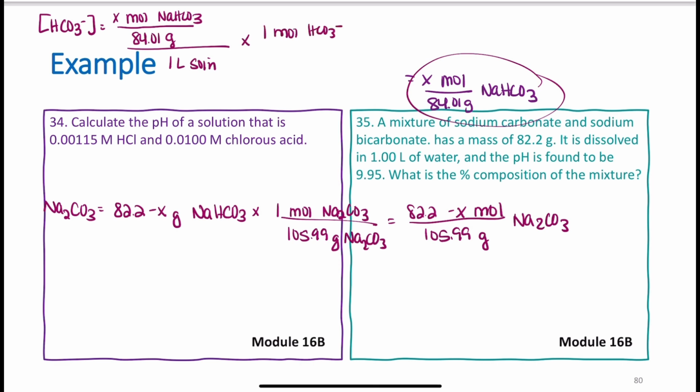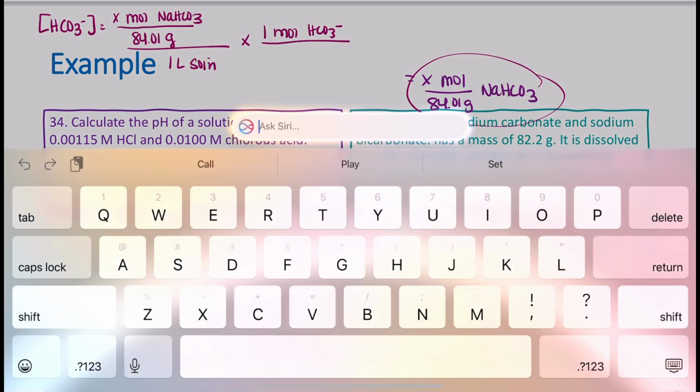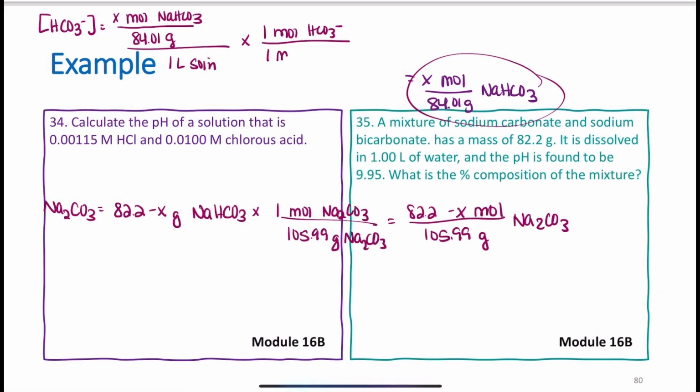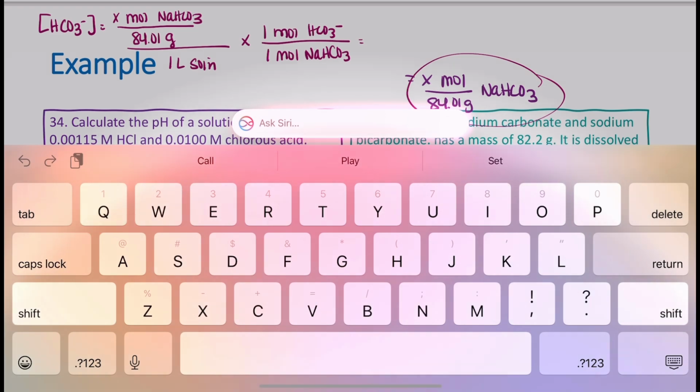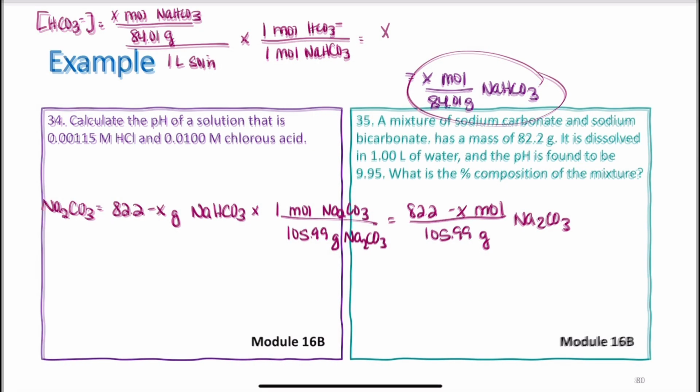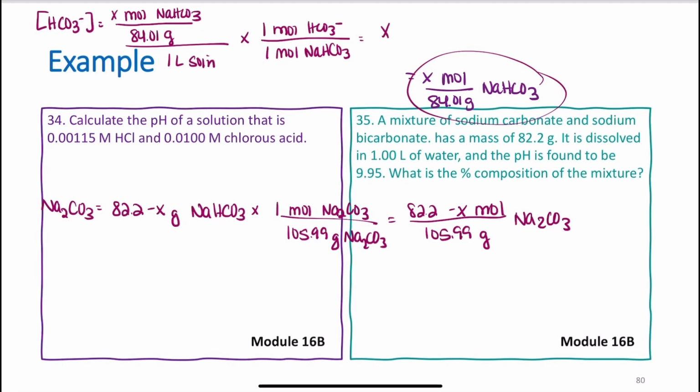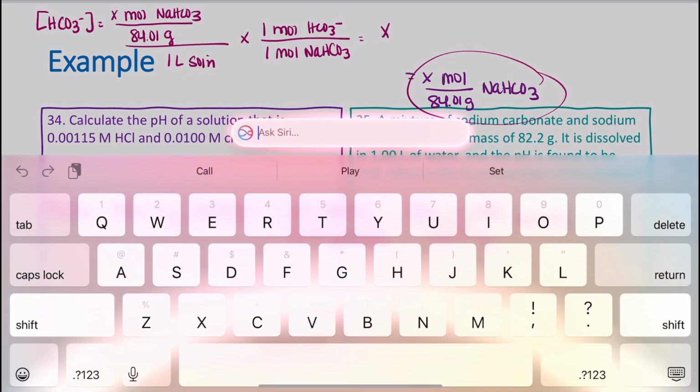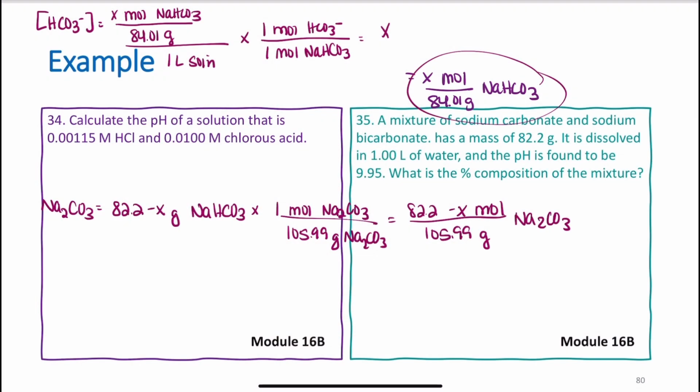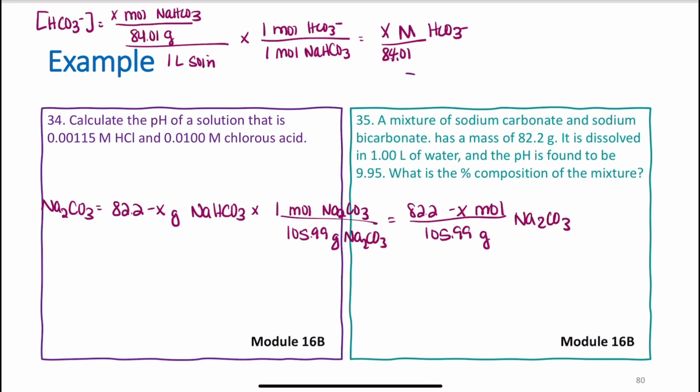I know that 1 mole of HCO3 minus is chemically equivalent to 1 mole sodium bicarbonate. And because it's divided by 1, I apologize. I actually have no idea what I was last saying because someone called and it disrupted the video. But this represents X molar of the bicarbonate. X over 84.01 molar is representing that.